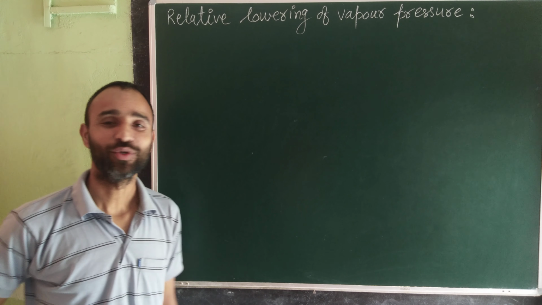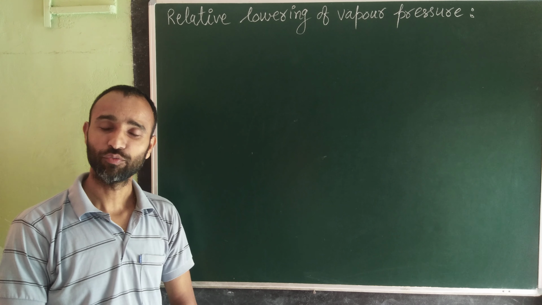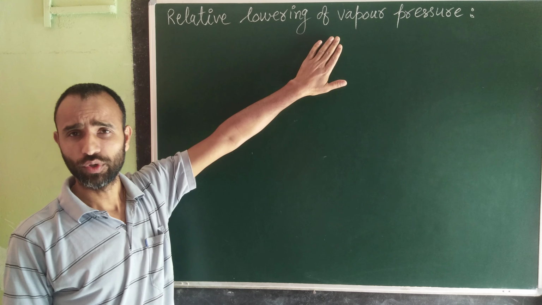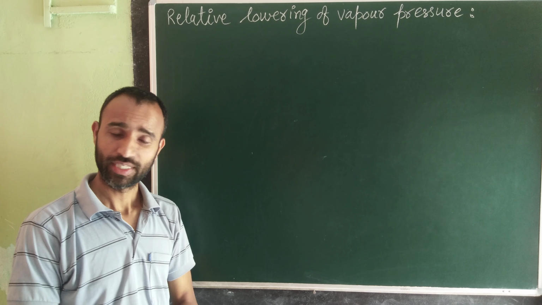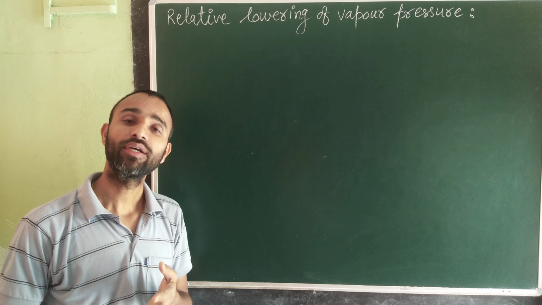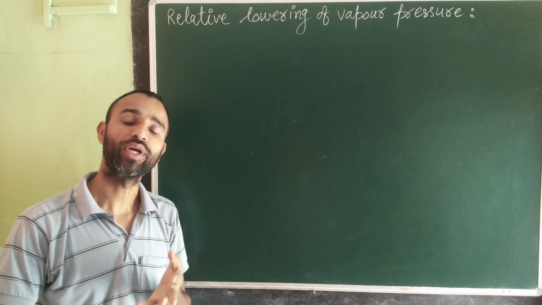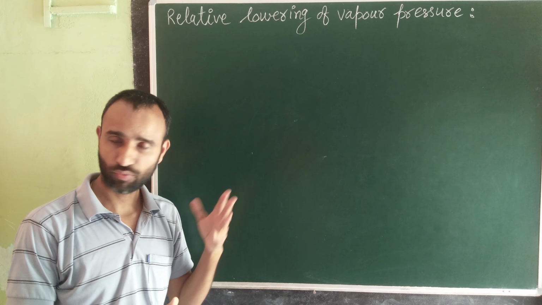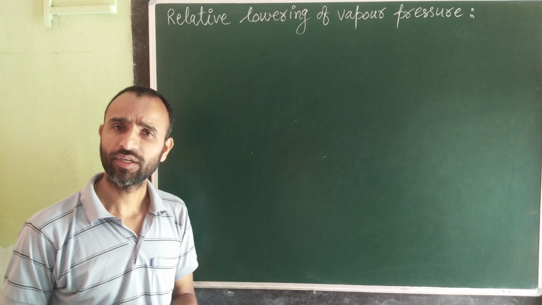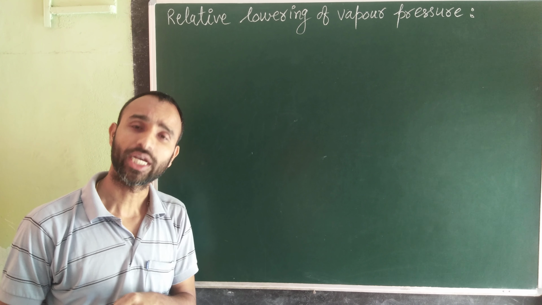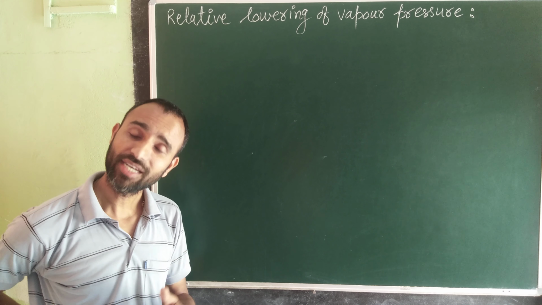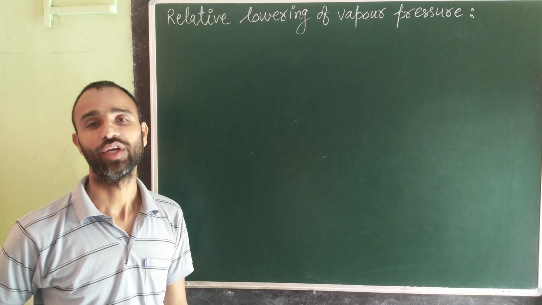Namaskar दोस्तों. So it is the first colligative property which we are going to discuss today. First, we prove that it is a colligative property. Second, we write the formula used to calculate molecular weight of the non-volatile solute. Formula for that, and then the method to determine relative lowering of vapor pressure experimentally, Ostwald-Walker method, and then numericals related to it.